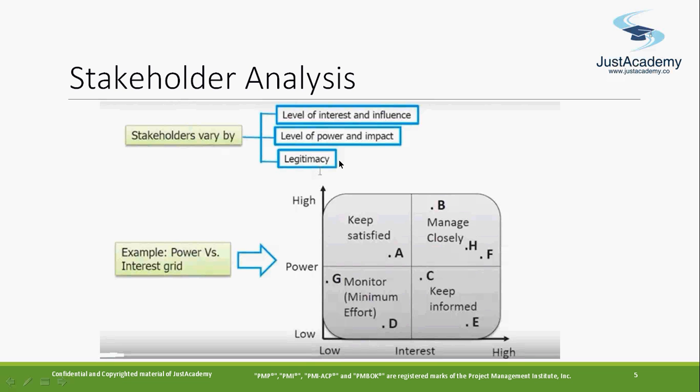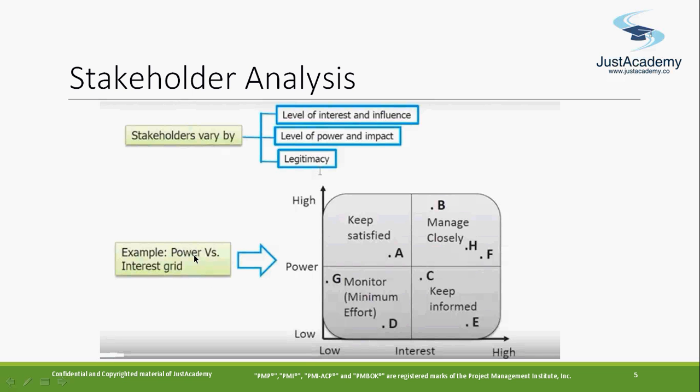Legitimacy means who the stakeholders actually are. You need to look into that. Are they actually stakeholders in your project? Are they really impacted by my output, or can they impact my project? So that's also something you need to analyze. You need to take a call on that. Not everybody is a stakeholder. You need to understand whether they can really impact my project or not, or whether they are working in my team. So that's why you should do the stakeholder analysis.